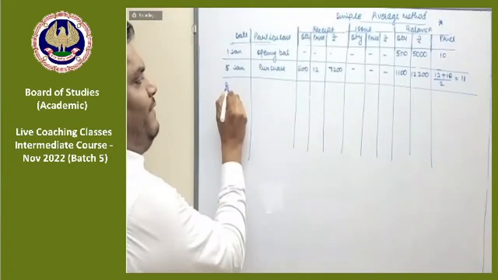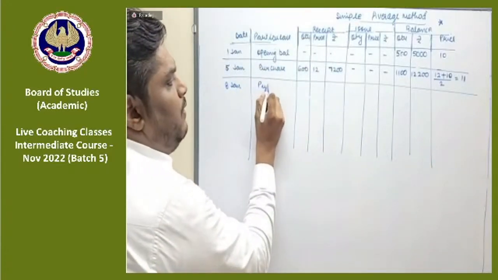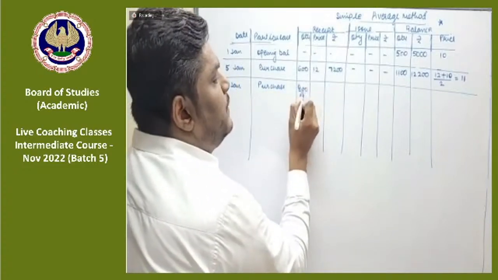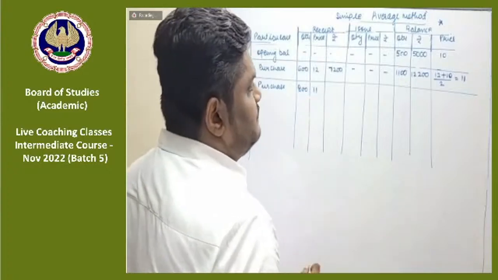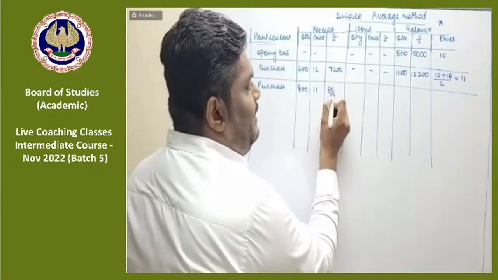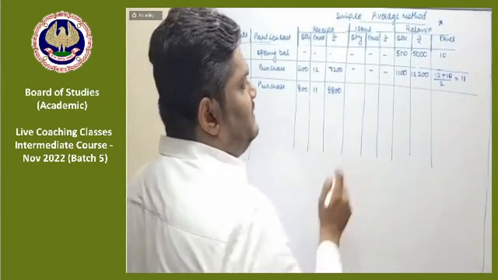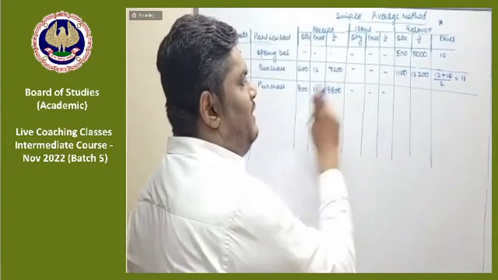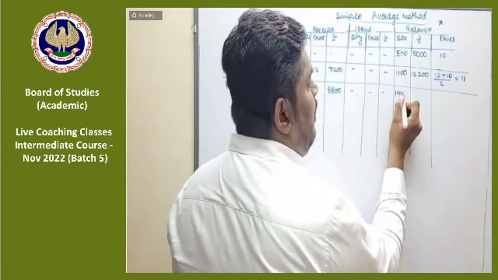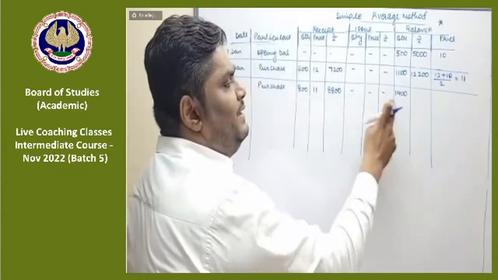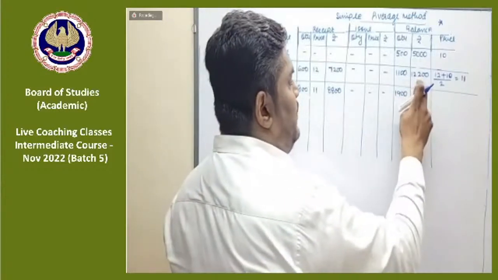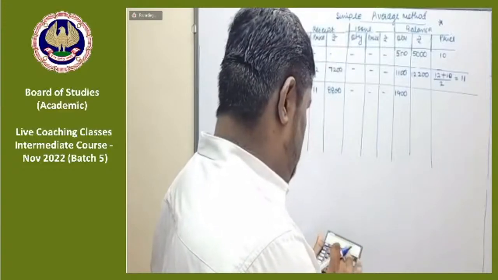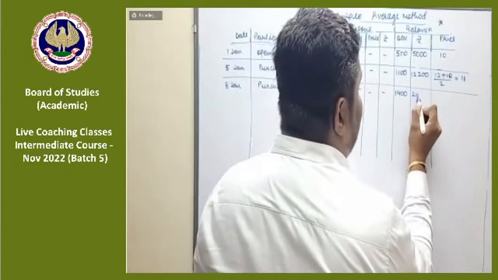Now let's say on 8 January, again there is a purchase of raw material, 800 kgs which were purchased at the rate 11. So the value of raw material purchased is 8,800. When talking about quantity, the same concept, 1100 plus 800, that is 1900. 12,200 plus 8,800, this will be 21,000.